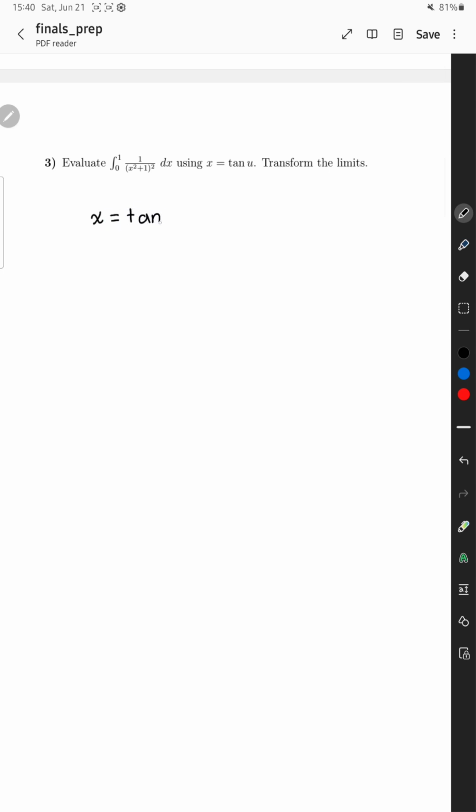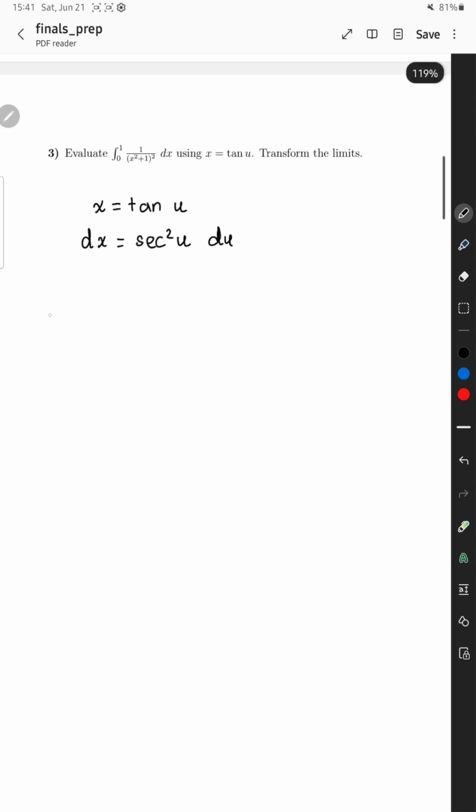If x equals tan u, dx, which is the infinitesimal on x, becomes secant squared u du. Now we can simply sub this in. I won't transform the limits yet. That is important because when you transform the domain of the function, you have to transform the limits. So 1 divided by secant squared, so it would be tan squared plus 1. Tan squared plus 1, that is secant squared. That's one identity from basic trig. So that is why I said you need to be mindful of the trig identities.